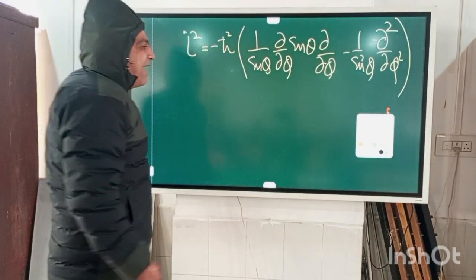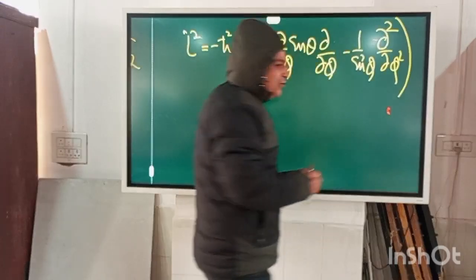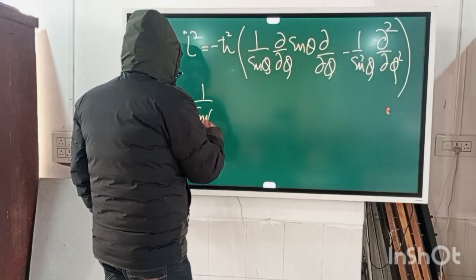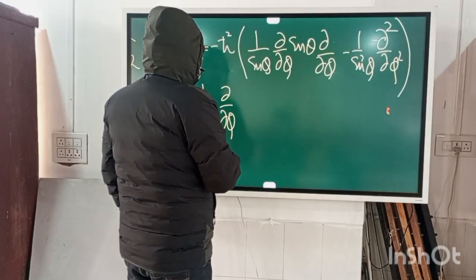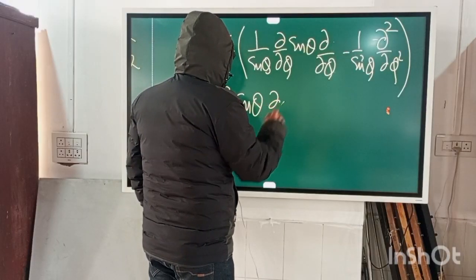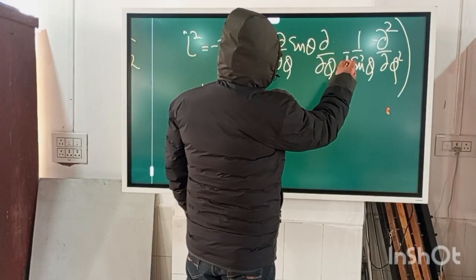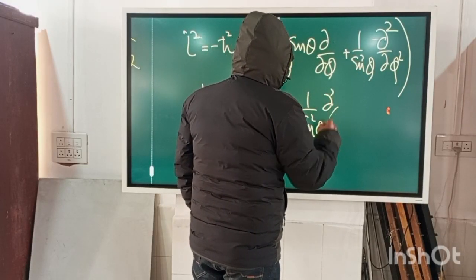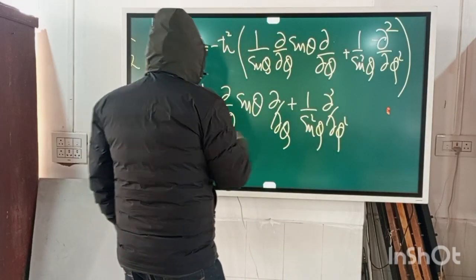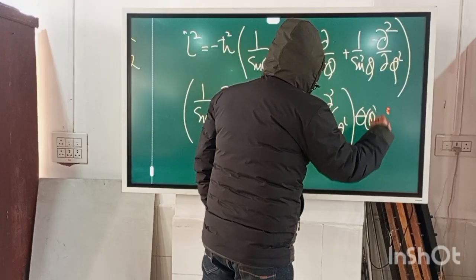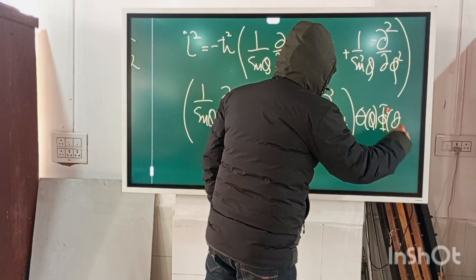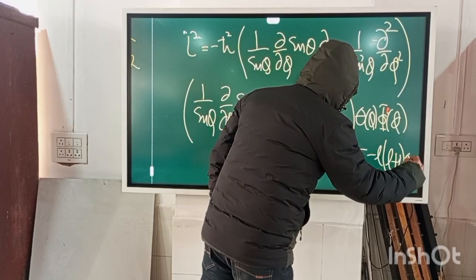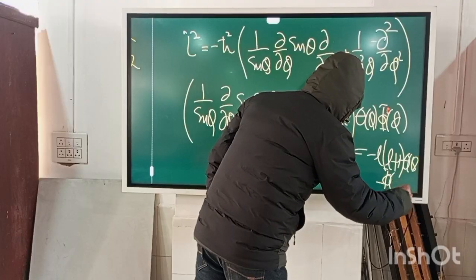If you rearrange your Schrodinger's equation, you can see that 1 by sine theta, dou by dou theta, sine theta, dou by dou theta, plus 1 by sine square theta, dou 2 by dou phi 2, acting on theta of theta and phi of phi, is equal to minus L into L plus 1 times theta of theta and phi of phi.